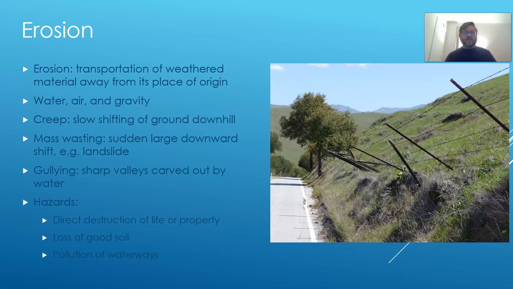You also have the loss of good soil. As erosion is moving stuff away, it may be taking away soil from farmland. That makes those farmlands less productive, which is not good for us if we depend on the food being grown on them. And erosion can also cause pollution of waterways, because as material is moved away, it often ends up in our waterways. Water is transporting that sediment away from the site where it weathered, and having lots of sediment in that water, especially if it includes harmful materials that may have eroded off of the land, is not good to have in our water.